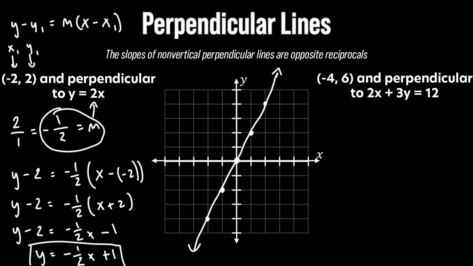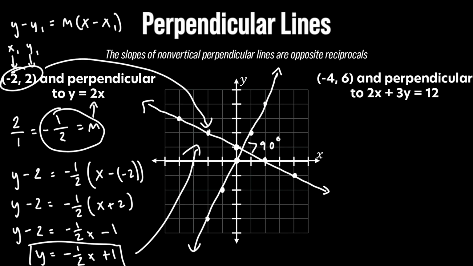So let's graph it, and it's going to look something like this. Do these lines look perpendicular to each other? They do, because they create 4 90-degree angles like this. They are perpendicular to each other, and also the point negative 2, 2 is right here on the line. So this line is the correct line.